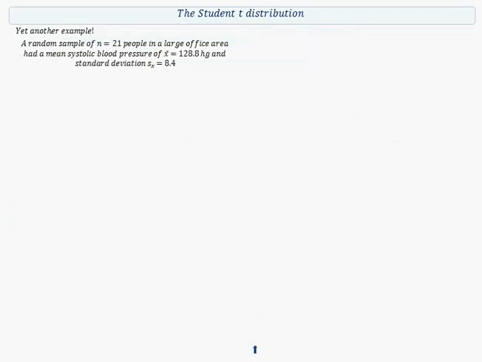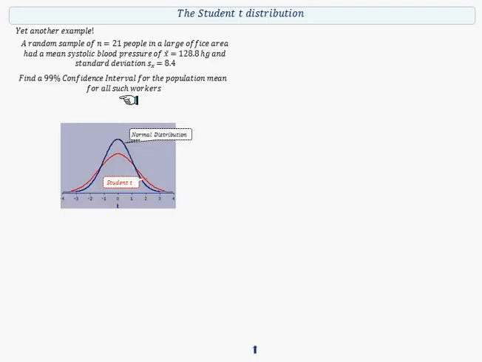Now very briefly, we're going to look at another example. Take a sample of 21 people from a large office area population. Systolic blood pressure: sample mean 128.8 millimeters of mercury, standard deviation 8.4. We want a 99% confidence interval for the population mean. And again, we're going to look at the student t and the normal.